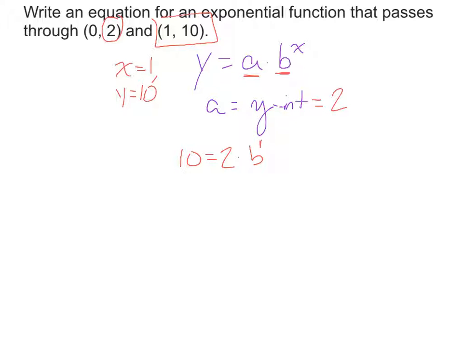So if I do b to the first, that's just b. So I have 10 is equal to 2b. So b is 5, which means my equation then is y equals a, which is 2, times b, which is 5, to the x power. And that's it.